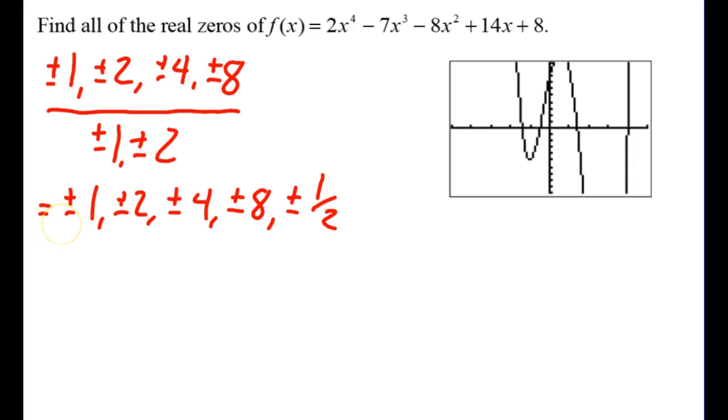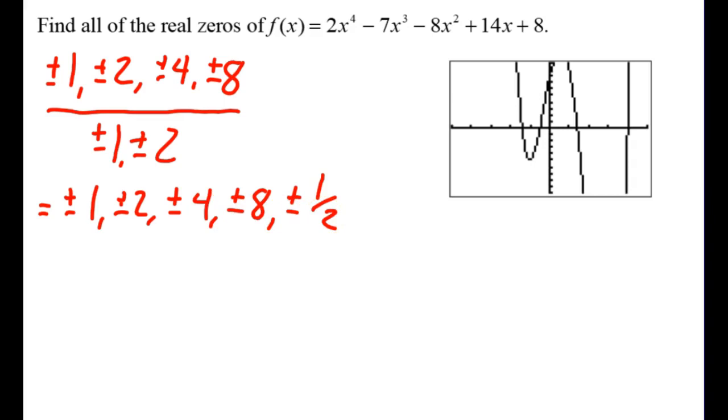So using the rational root theorem, these numbers represent the possible rational zeros for this polynomial. That does not mean those are going to be zeros. It's just that if there is a rational zero in this polynomial, it has to come from this list.